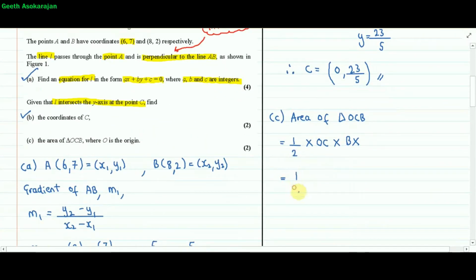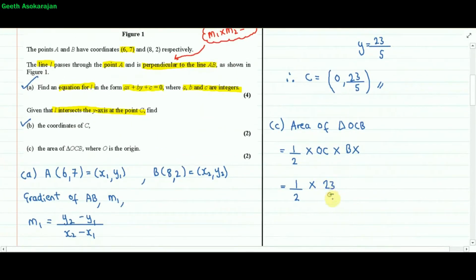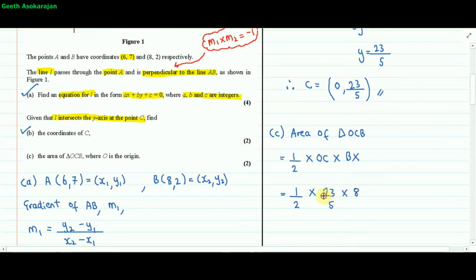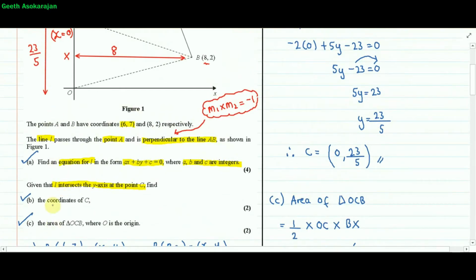If I substitute the data, it's going to be half of OC, which we've noted from our diagram is 23 over 5, multiplied by BX, the height, 8. So I can make a cancellation here: 2 goes into 8 4 times. And if I do this calculation, 23 times 4 is 92. So it's 92 over 5, that being the area of the triangle OCB. And then we're done. So part C complete, and we completed this question in its entirety.